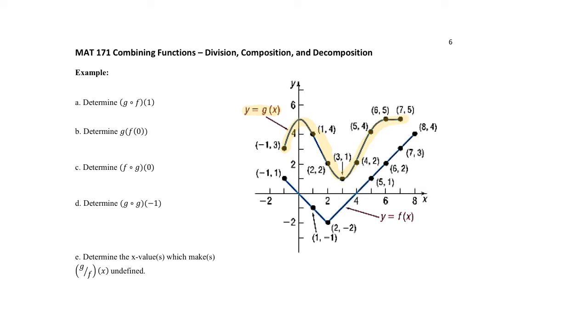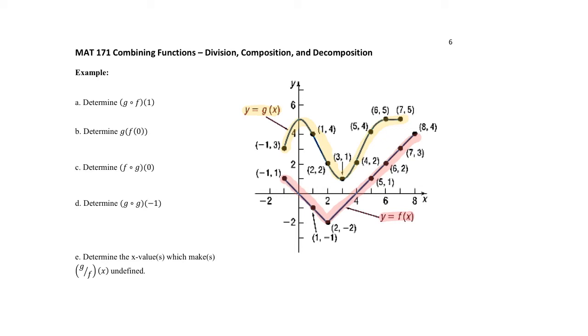And then we have the graph of an absolute value. And so that is f of x. And so we'll make that one red. Okay, so we've got a polynomial and we have an absolute value graph. And then for parts A, B, C, and D, we're asked to determine g composed with f of 1, g of f of 0, f composed with g of 0, and g composed with g of negative 1.